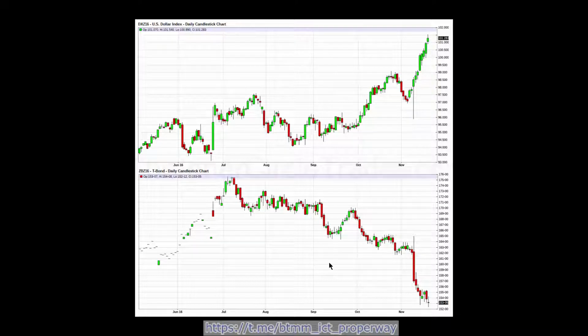And I said that that was going to happen. I also said it was going to happen in the Bund. I said it would happen across all of the debt instruments. So basically, what I was implying was that interest rates were going to go higher. If interest rates are going to go higher, that's going to allow the dollar index to go higher.